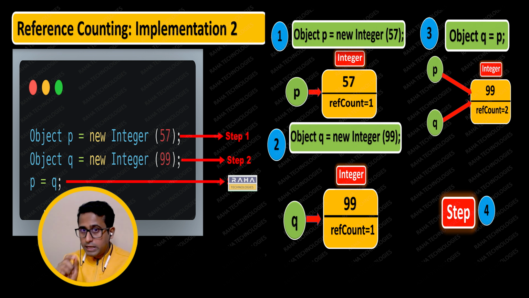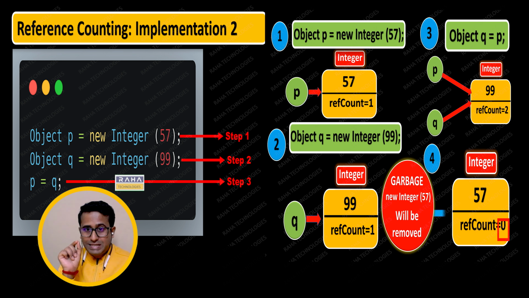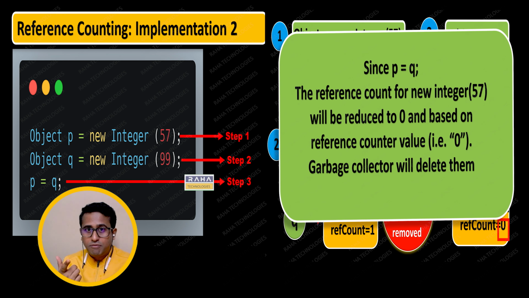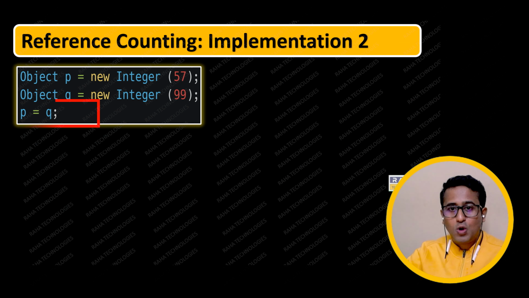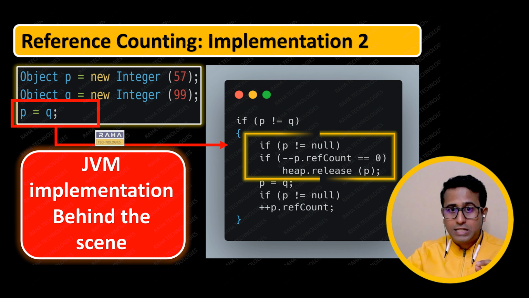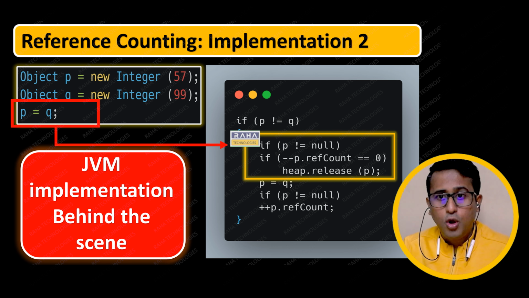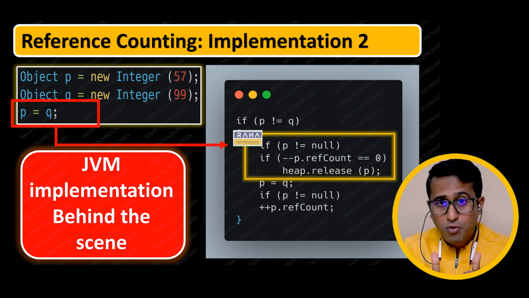So what will happen? After this assignment, both P and Q point to the same object, Integer 99. Its reference count would change from 1 to 2. And now the reference count of Integer 57 would be 0, of course, which indicates that it is now garbage. The JVM implementation of reference count for this code snippet shows that heap.release of P would be invoked in this situation. And as I said before, when an object's reference count drops to 0, it is immediately removed from memory.